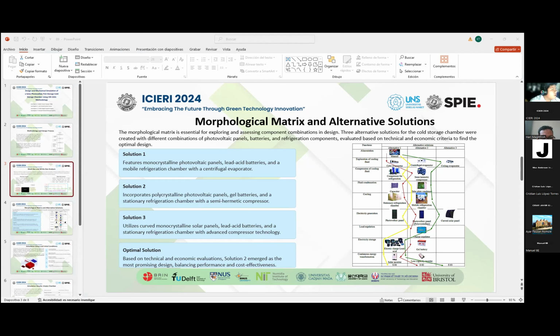The optimal solution, based on technical and economic evaluations, is solution two, which emerged as the most promising design, balancing performance and cost effectiveness.